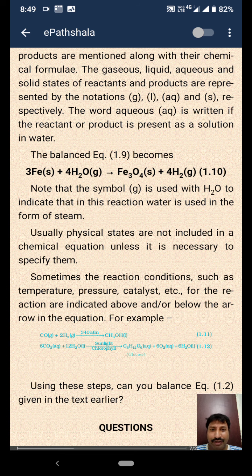C6H12O6. So if you are writing that, it's the same thing you have done for the rusting of iron, you have to do the same thing here. Okay.